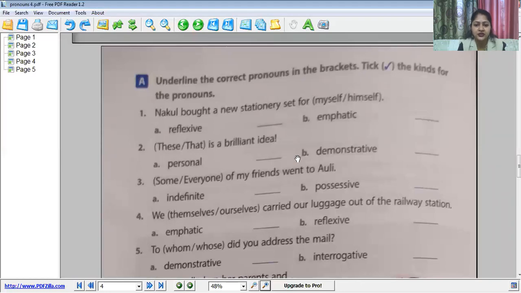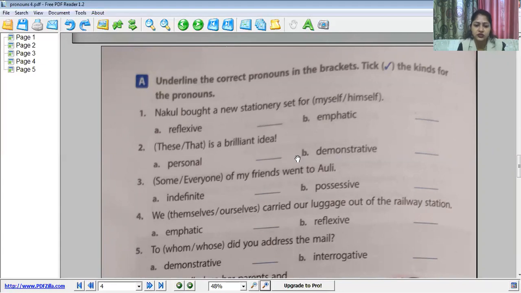Dash is a brilliant idea. That is a brilliant idea, is a demonstrative pronoun. Dash of my friends went to Ooty. Some of my friends went to Ooty. Some is indefinite. We dash carried our luggage out of the railway station. We ourselves carried out the luggage. Okay, and it's an emphatic pronoun.